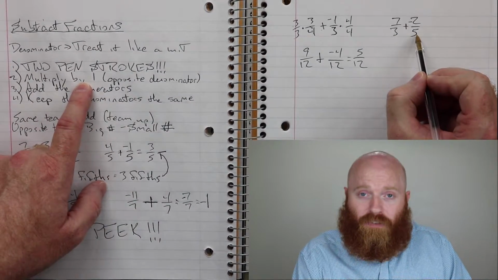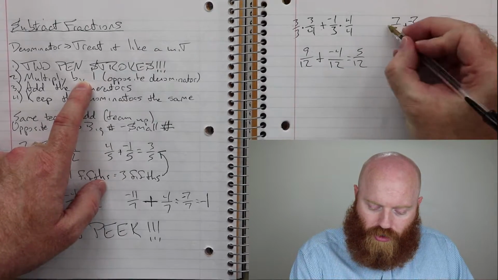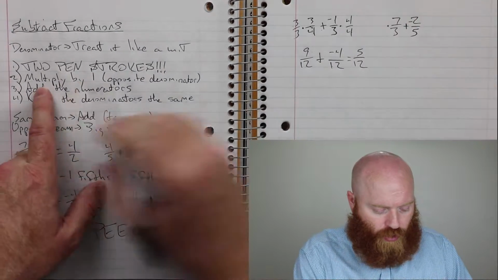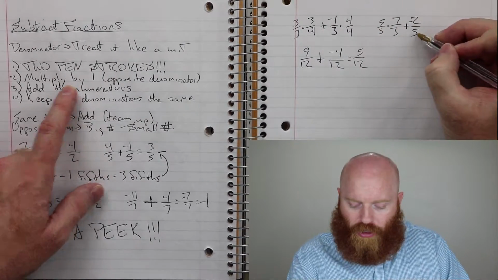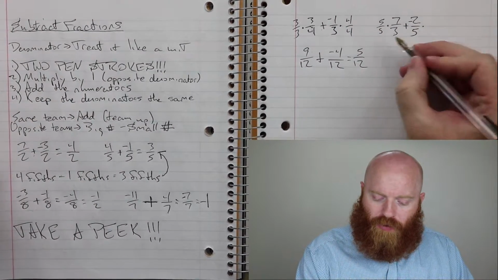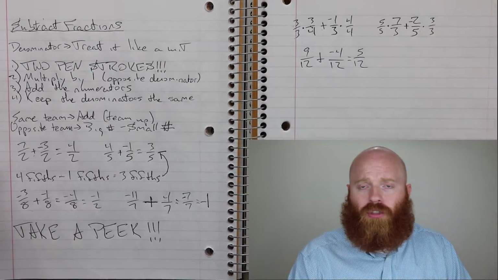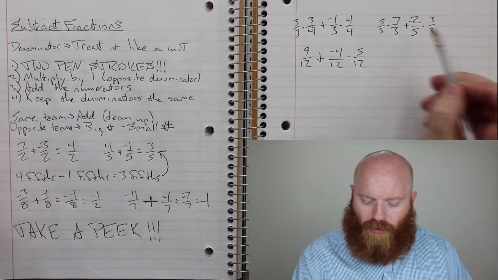This girl takes a peek at that 5. Hey, she's pretty good looking. So 5, and then 5, I got to multiply by 1. So use that 5, divide by itself, it will be 1. And then that girl will take a peek at a 3, and that guy's a 3, multiply by 3 over 3. Any number divided by itself equals 1. So I'm going to multiply by 1.